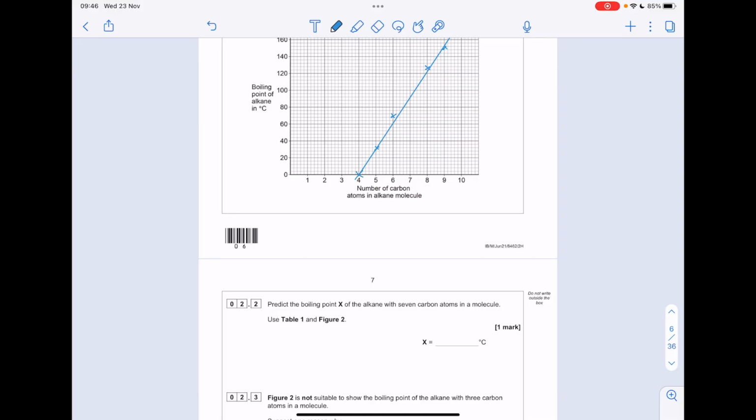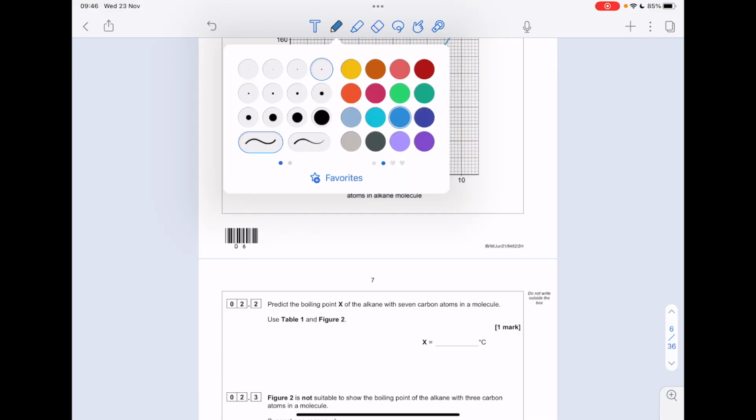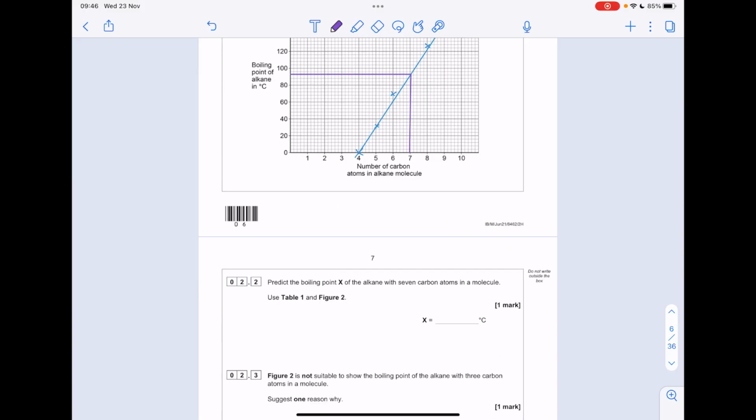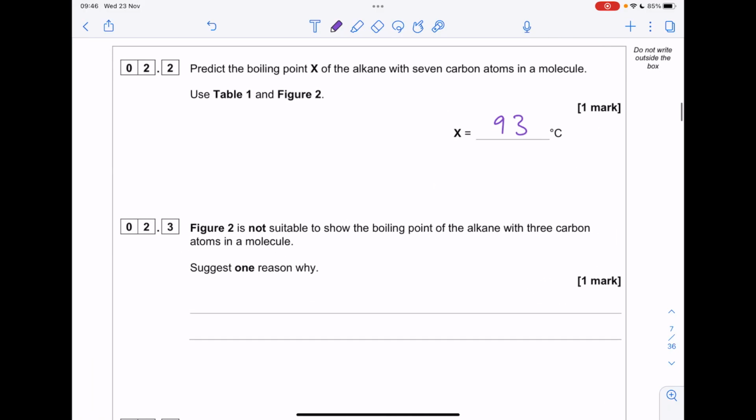Predict the boiling point X of the alkane with 7 carbon atoms in a molecule. So what you have to do is draw a line up from 7 and then read across on that y-axis to get a value of around 93. They will accept a range of answers here based on the fact that everyone's graphs will be drawn slightly differently.